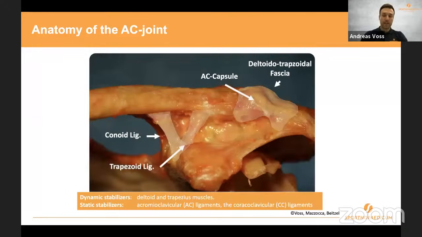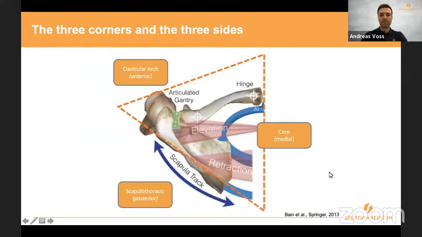We all know the anatomy of the AC joint with the conoid ligament, the trapezoid ligament, and the AC capsule. We also know that we have the dynamic stabilization, which are the deltoid and the trapezius muscles, but we also have the static stabilizers, as also mentioned, the AC ligaments and the CC ligaments.